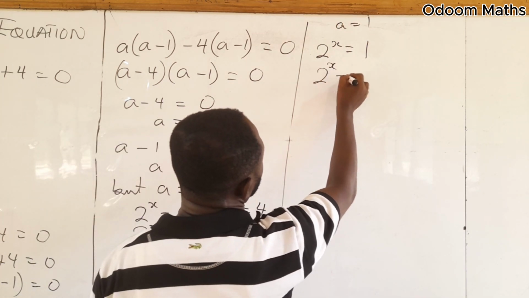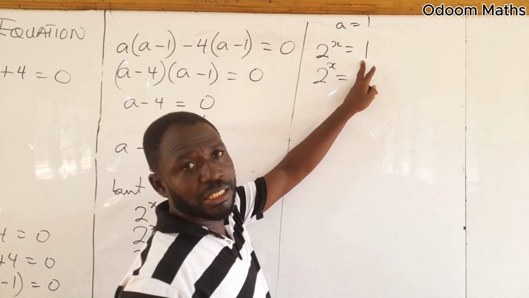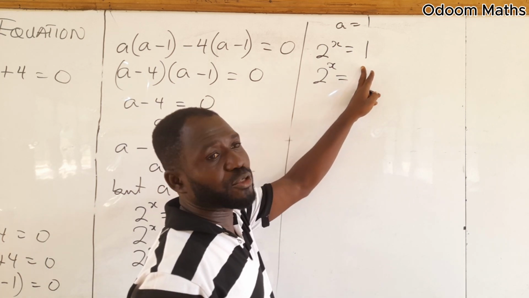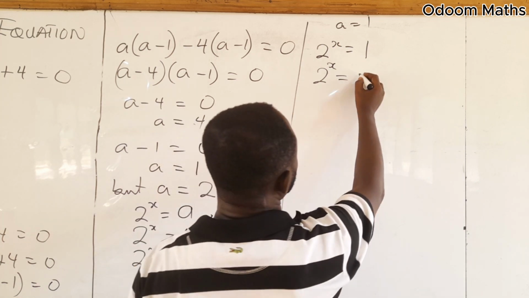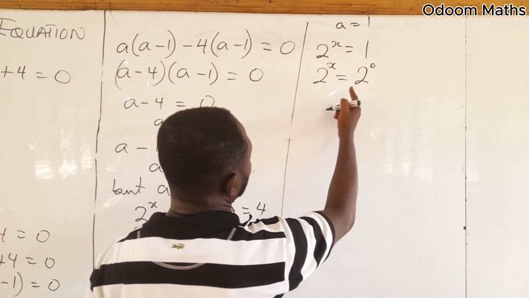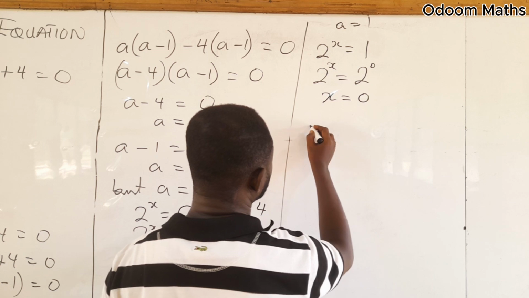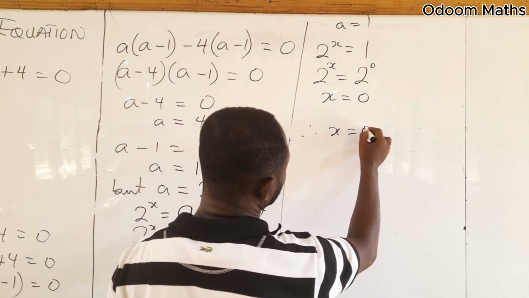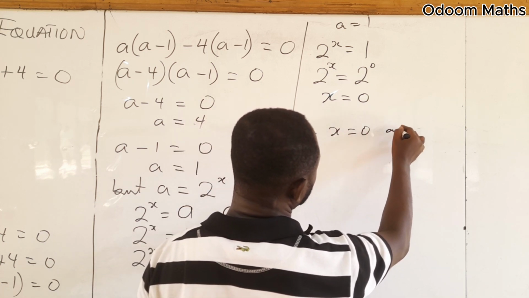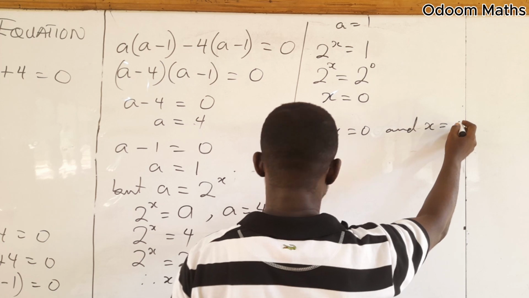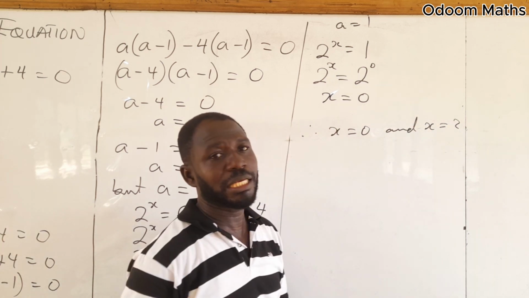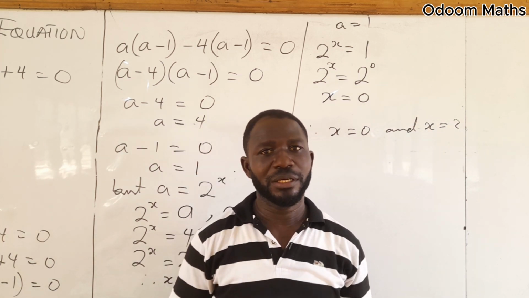2 to the power x is equal to... We can say that this is 2 to the power 0, because any number to the power 0 is 1. So let's take 2 to the power 0, because 2 to the power 0 is 1. So in this case, x becomes 0. Okay, let's get one more example on this.